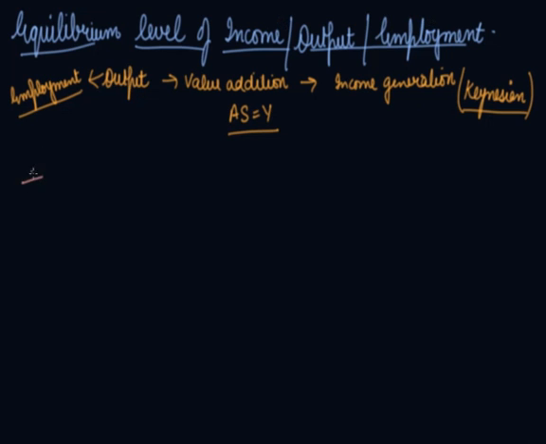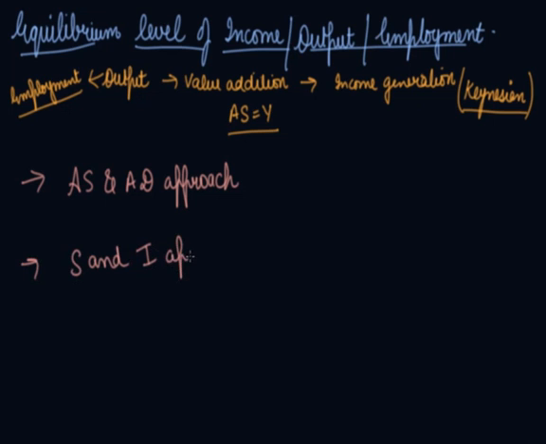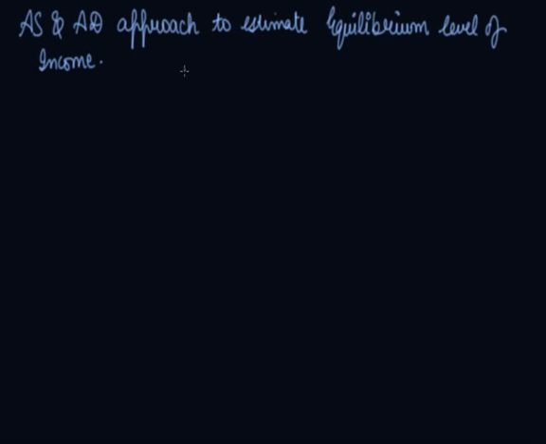So there are two approaches to it. Number one is your AS and AD approach. Number two is your savings and investment approach. In this video we will first do the aggregate supply and aggregate demand approach in order to calculate the equilibrium level of income or output or employment.